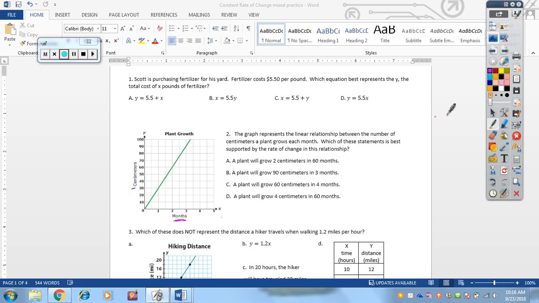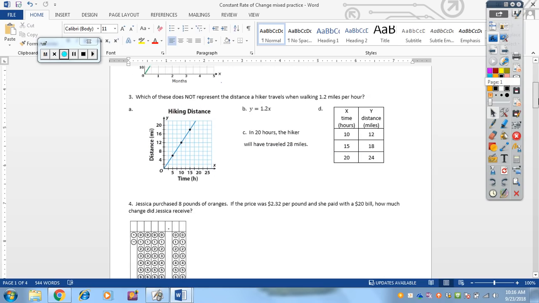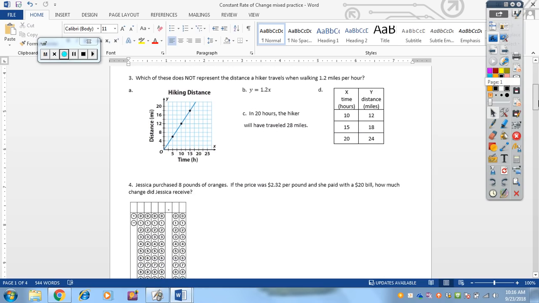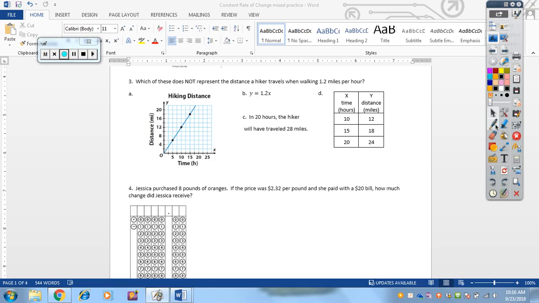Yeah, be careful with your labels. Just make sure you read the graph and make sure which one makes sense. Only one is right, so be careful with your labels. Which of these does not represent the distance a hiker travels when walking 1.2 miles per hour? Be careful to make sure it's 1.2. So you're going to need to check your table and then compare that with the graph.